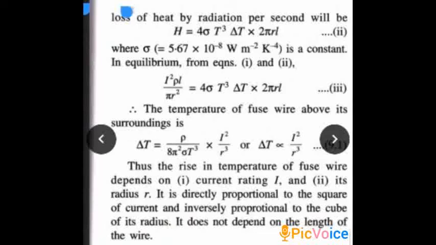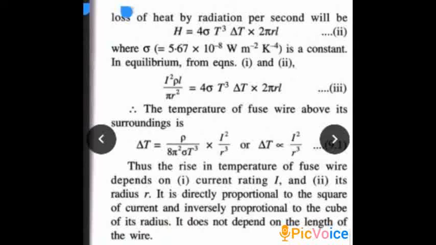So we can say that the rise in temperature of the fuse wire depends upon the current rating I, that is the square of the current, and inversely proportional to the cube of the radius. So it is directly proportional to the square of the current and inversely proportional to the cube of the radius, and it does not depend upon the length of the wire.